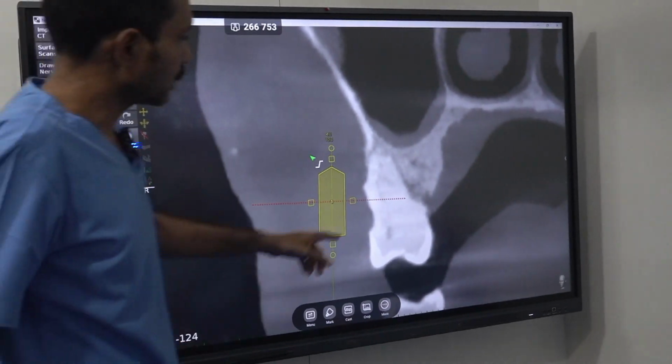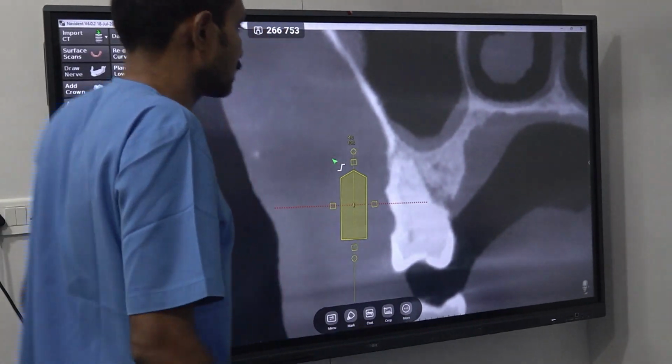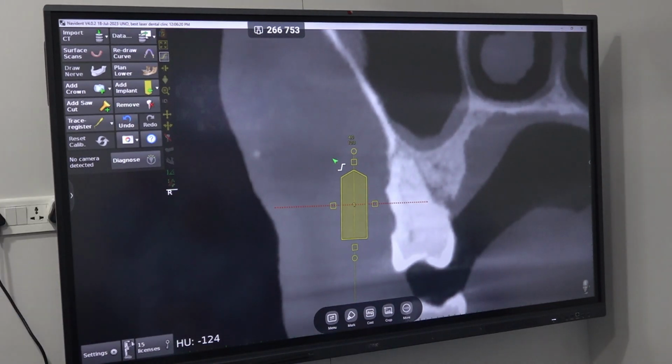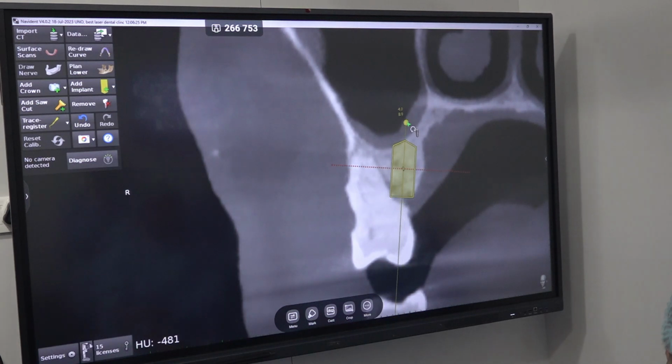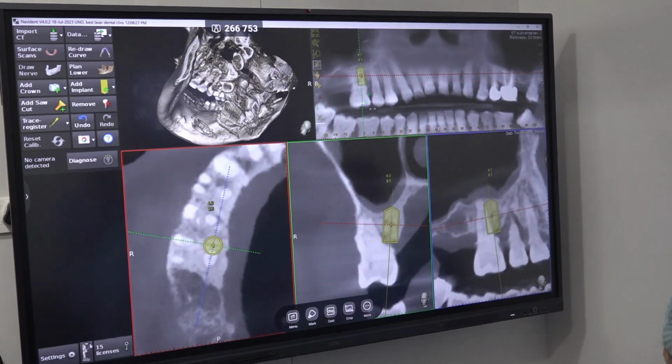This is the mesiobuccal root area, you can place a short implant here. The bone quality is good, it's not cancerous. A smaller diameter, 3.75 into 8, you can place. These are various options we are just checking.